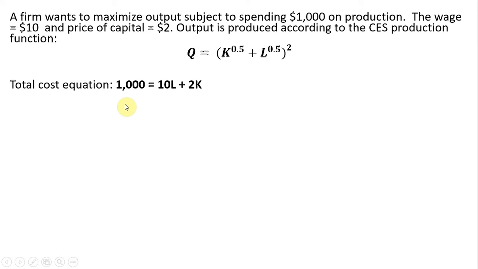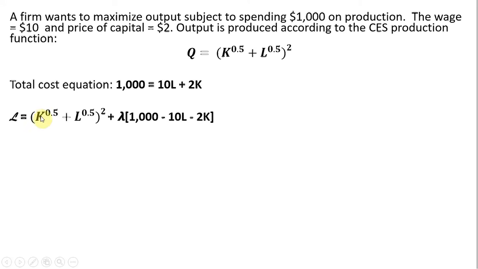First thing we'll do is form the total cost equation. $1,000 is how much we have to spend on production. 10 is the wage multiplied by L, and 2 is the price of capital multiplied by K units of capital.